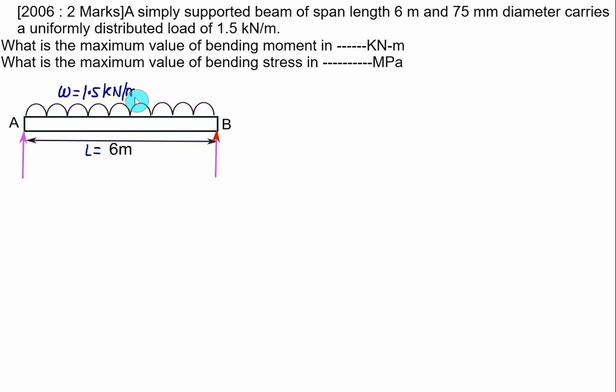Now, a number of problems we have already solved in the case of UDL on a simply supported beam, and already we have proved that the maximum value of bending moment for a UDL on a simply supported beam is equal to W into L square divided by 8. So in this case W is equal to 1.5, length is 6 squared, divided by 8. Since we have used the end formula here, the maximum bending moment comes out to be 6.75 kilonewton meter. That is the first part.